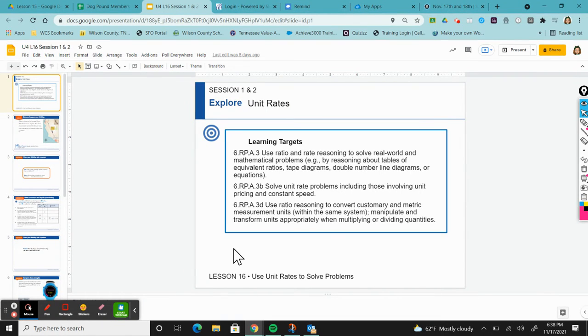Okay, hopefully I've got enough computer battery here to get through this lesson without my laptop dying on me.